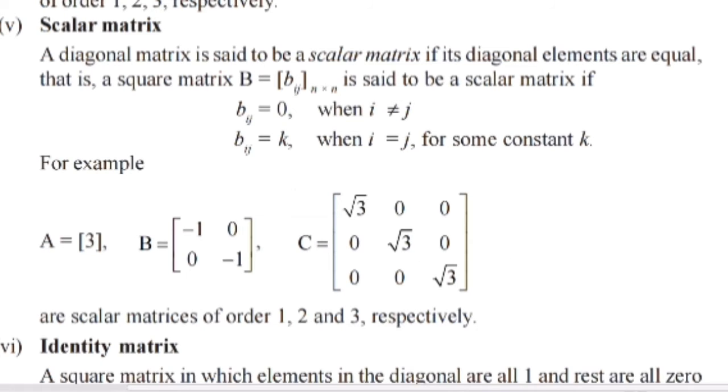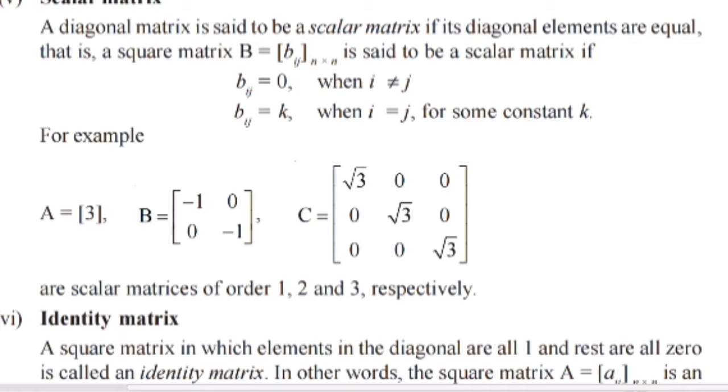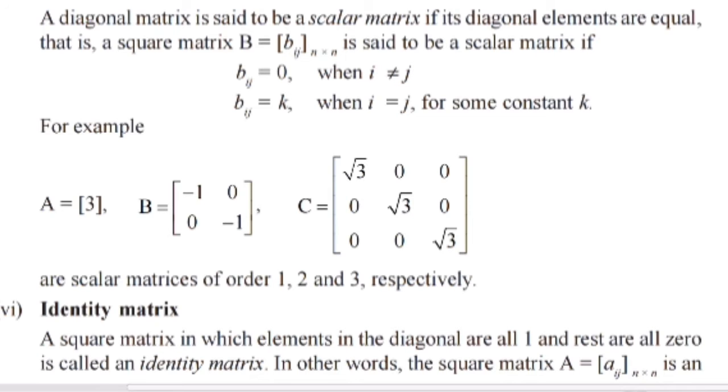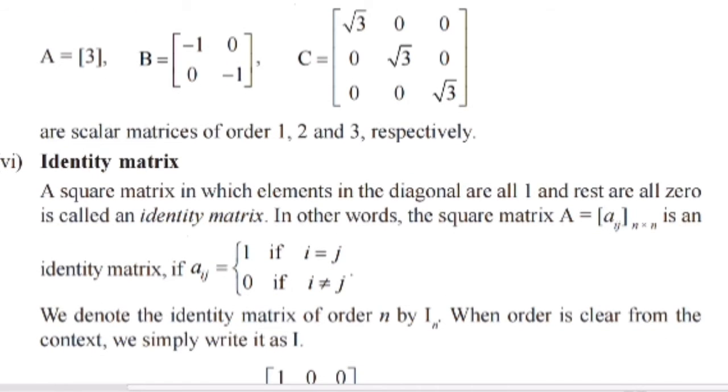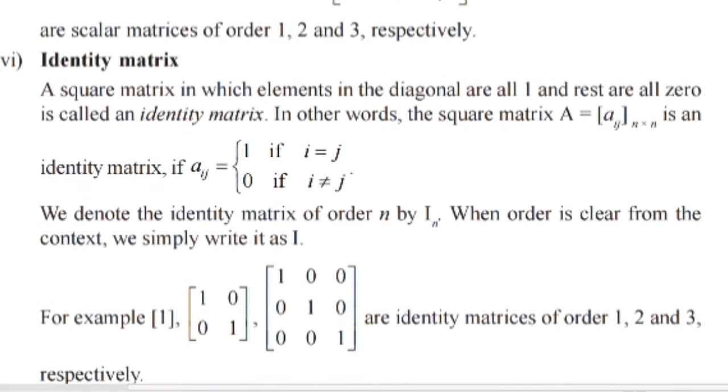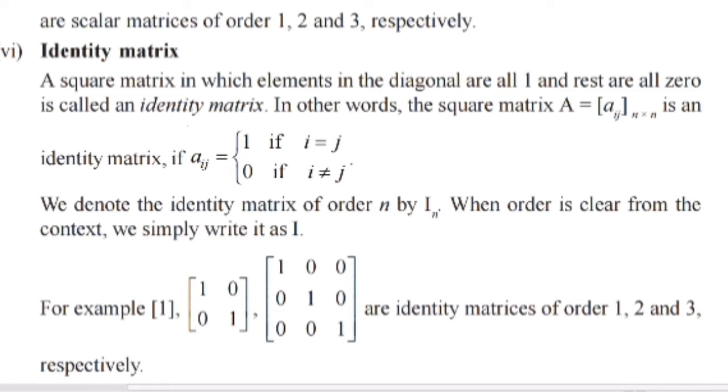Next is the identity matrix. The identity matrix, again it is a square matrix, it is a diagonal matrix, it is a scalar matrix, and one more extra thing is all the diagonal elements should be 1. This is called an identity matrix. You can see here 1, 1, 1. First thing, it is a square matrix because it is a 3 by 3 matrix. Second thing, it is a diagonal matrix because you have 0 everywhere. You can see all the non-diagonal elements are 0.